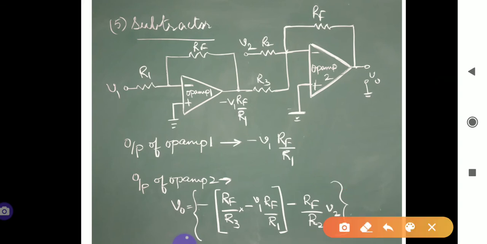But we've got one signal coming in from here. We have to add the signal that we're getting in from here. The signal that is coming here is again RF divided by R3 multiplied by the voltage obtained here, with a minus sign because of the inverting terminal. Like here we multiplied it by V2, here we are going to multiply by the output obtained from the first op-amp, that is minus V1 into RF by R1.